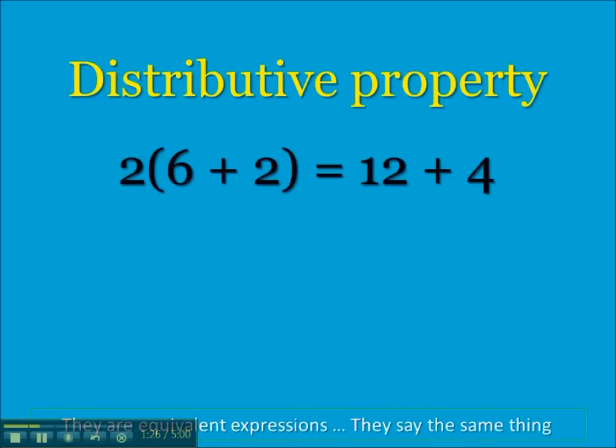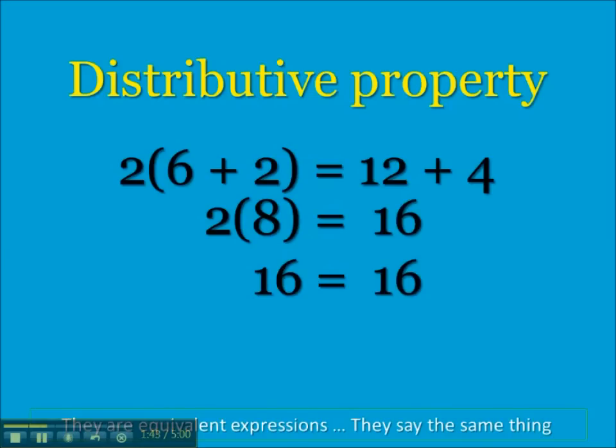Let's see, 2 times 6 plus 2, is that equal to 12 plus 4? Let's see. Well, 6 plus 2 is 8, and 2 times 8 is 16. So here on the other side, well, 12 plus 4 is 16, so 16 equals 16, so yes, that's true, they're equivalent expressions. And it's true because of the distributive property.